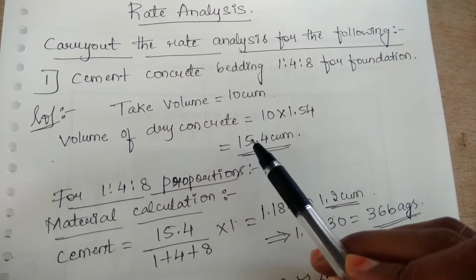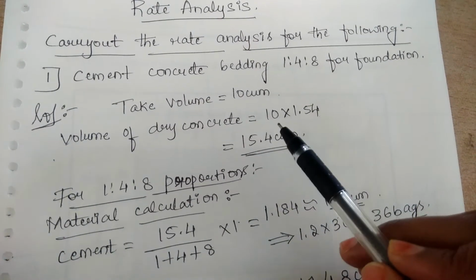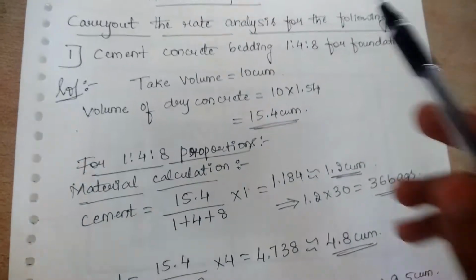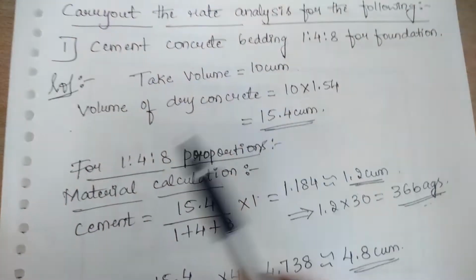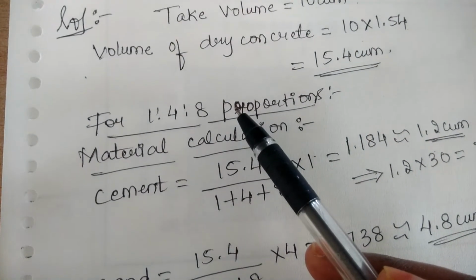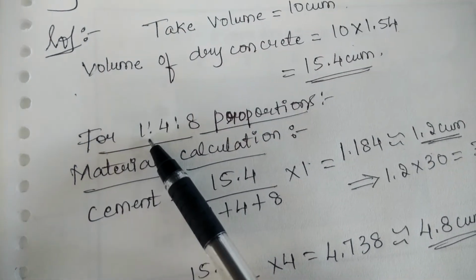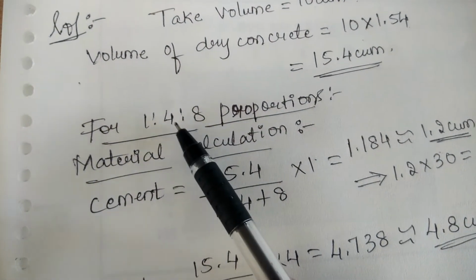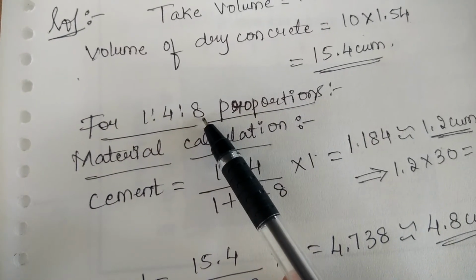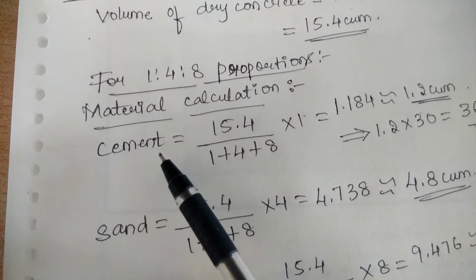Whatever material calculations you do further will depend upon the volume of dry concrete. Now the proportion given in the question is 1:4:8. For this proportion we need to calculate the material quantities. The first part of the proportion represents the cement, the second represents the sand, whereas the third part represents the coarse aggregate. Now let us start finding the material quantities one by one.